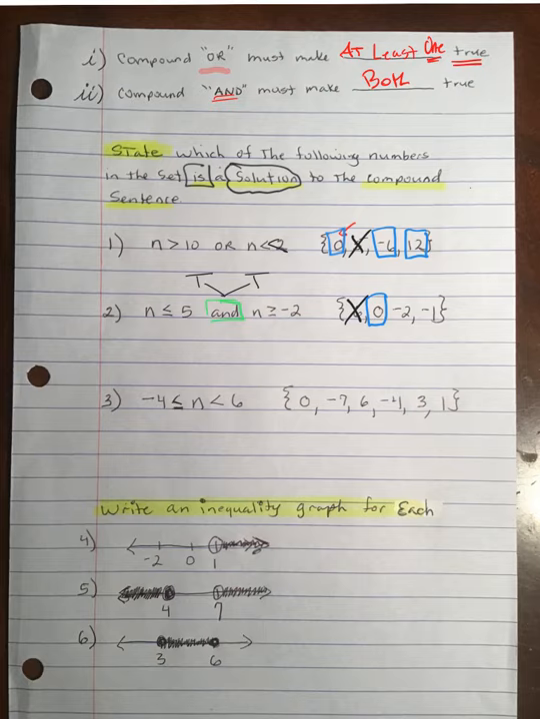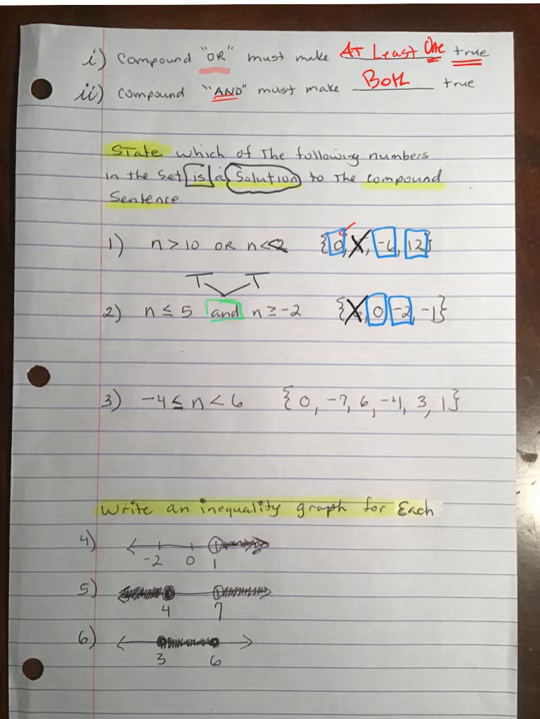Let's try -2. Is -2 less than or equal to 5? That is true. Negative numbers are always smaller than positive numbers. Is -2 greater than or equal to -2? It's not greater than -2, but it says or equal to, so it is equal to -2, and that's true. Because it made both true, -2 is a solution to the compound sentence.